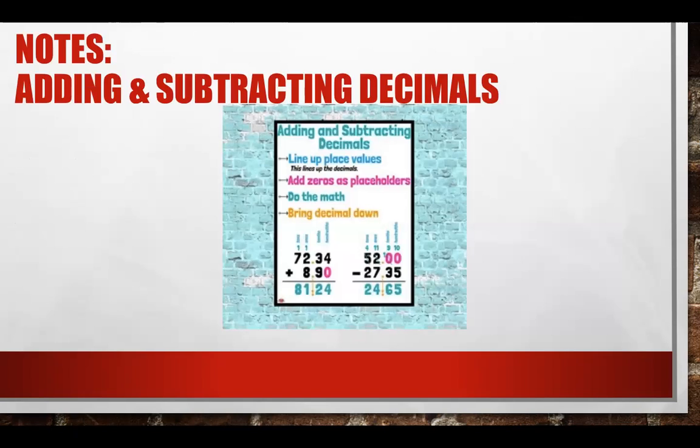Adding and subtracting decimals. When adding and subtracting decimals, we have to make sure we line up our place values. This lines up the decimals. Add the zeros as placeholders, do the math, and then bring the decimal down. So here we have one example of adding decimals, and we see that the decimals are aligned. Likewise, they're subtracting decimals, and the decimals are again aligned.